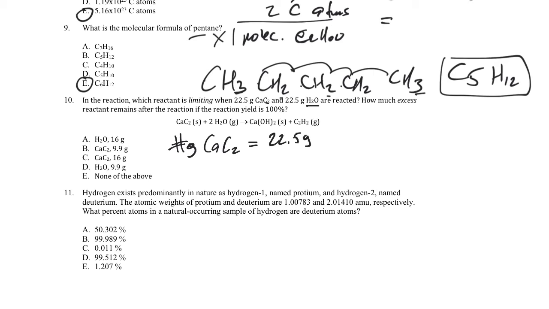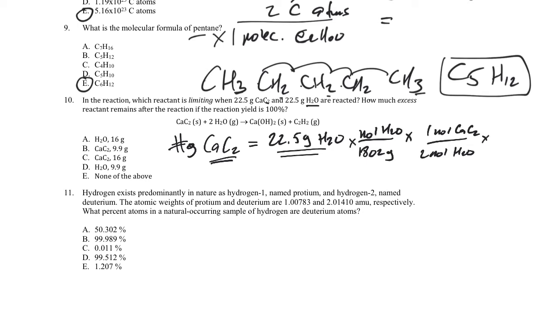So I'm going to start with 22.5 grams of water and just say how much of the calcium carbide do I need to react with this quantity of water. Okay, because all I need to do is take 18.02 grams per mole of water. 2 moles of water that are present are required to react with every 1 mole of calcium carbide, and then 1 mole of the calcium carbide has a molar mass. It'll be 40.08 for the calcium, plus 12.01 times 2, is 64.10 grams. And so then I do 22.5 divided by 18.02.